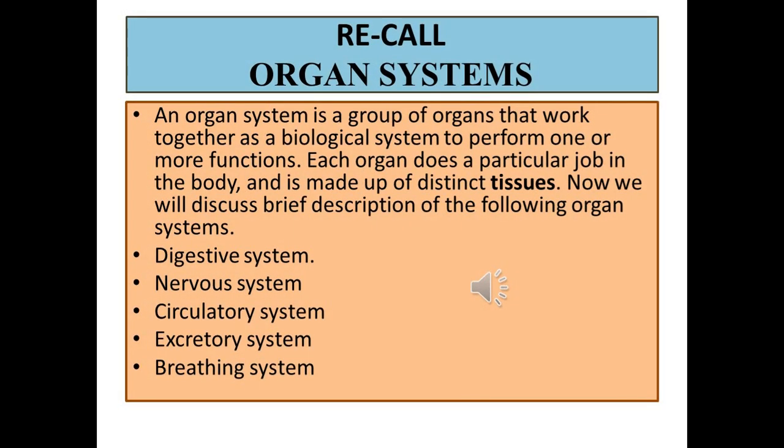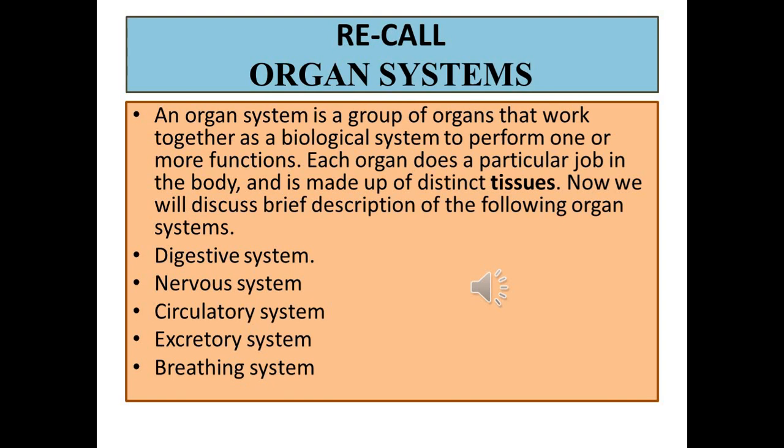The different organ systems of human body. An organ system is a group of organs that work together as a biological system to perform one or more functions. Each organ does a particular job in the body, and is made up of distinct tissues.